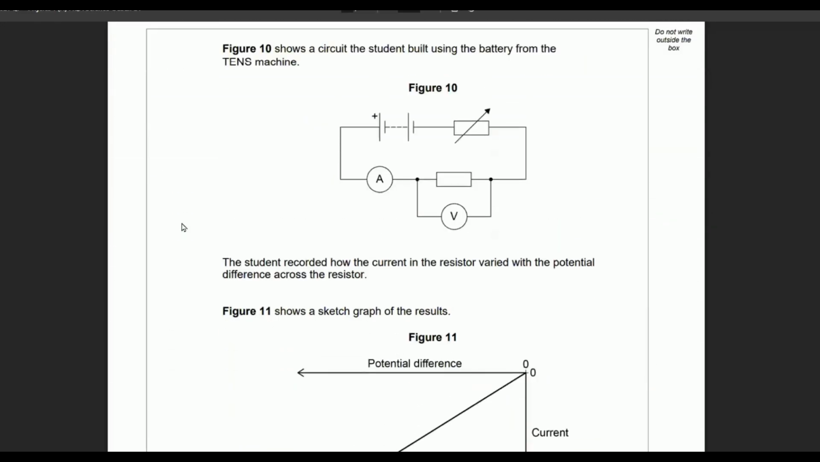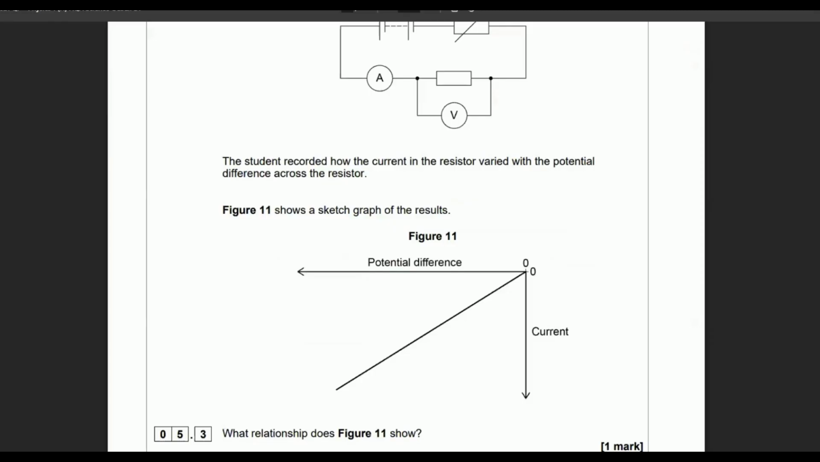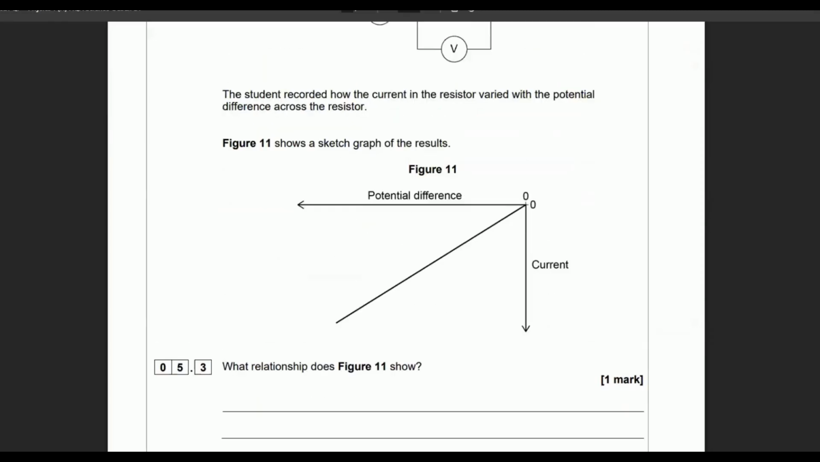Okay, we are on figure 10, which shows a circuit the student built using a battery from the tens machine. So they've got a battery involving two cells. They have this symbol here, which you should recognize is a variable resistor. It is connected in series with a standard fixed resistor. It's got a voltmeter around it in order to measure the potential difference across the fixed resistor. And we have an ammeter in series too. Voltmeters are always in parallel, but that doesn't change the fact that it's a series circuit we're looking at.